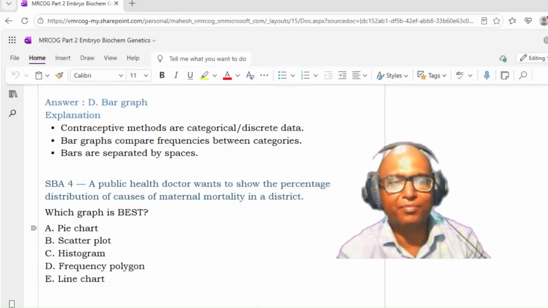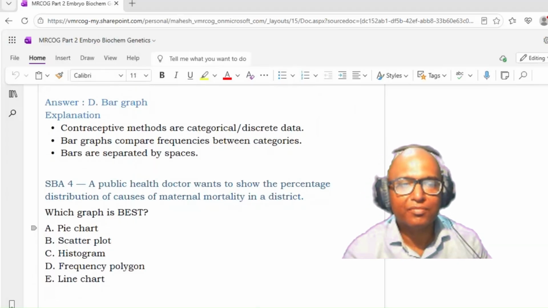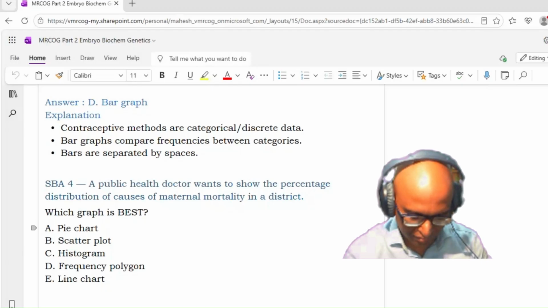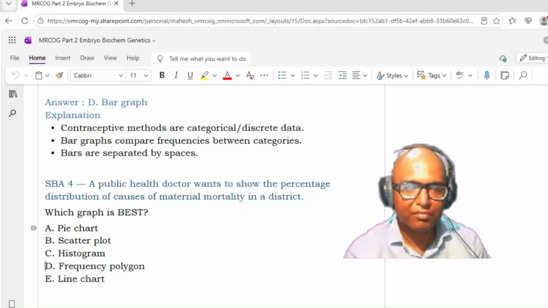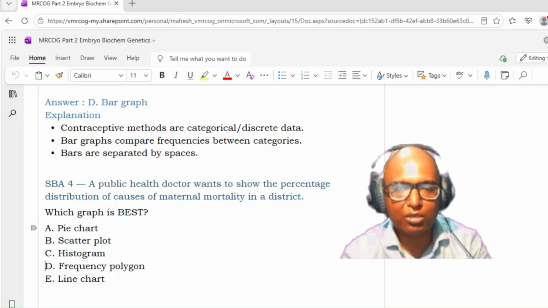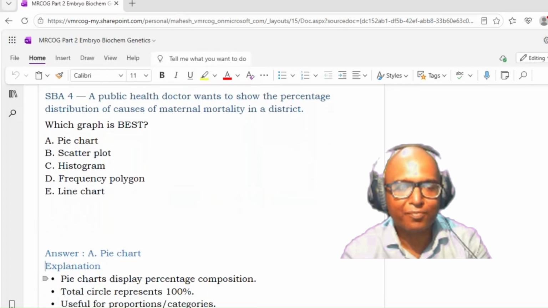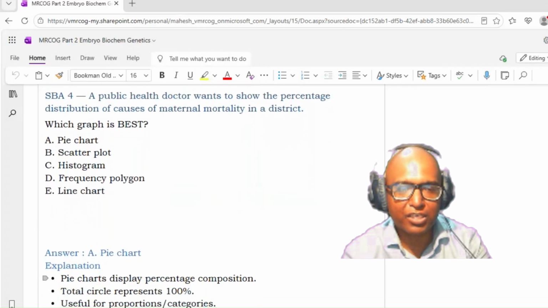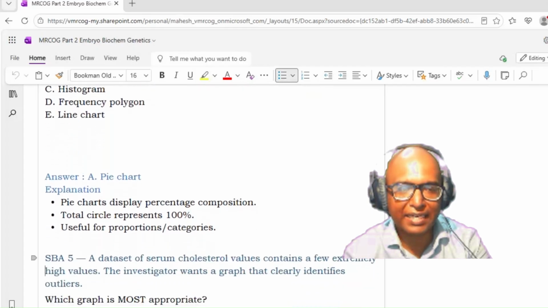Next. A public health doctor wants to show the percentage distribution of causes of maternal mortality in a district. Which graph is best? A pie chart, scatter plot, histogram, frequency polygon, or line chart. Sir, it's a pie chart. Yes, because we want to talk about the percentage. So pie chart displays percentage composition. The total circle represents 100%, useful for proportions and categories.